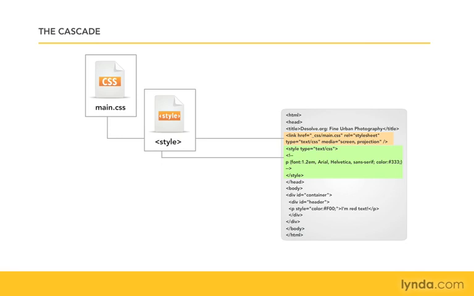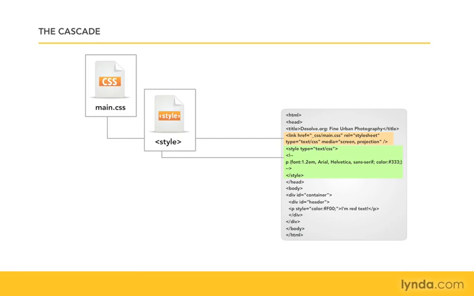Now, there's something I want to point out here. If the styles in our embedded styles disagree in any way with the styles in our main.css, the embedded styles are going to win. They're going to overwrite any property that disagrees with something set in main.css, and we're going to see that in detail in our exercise.